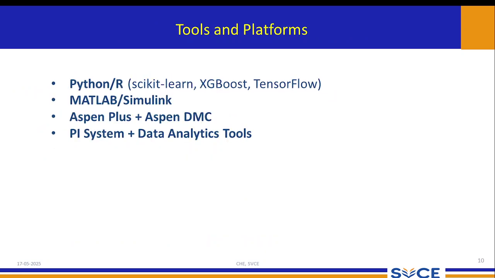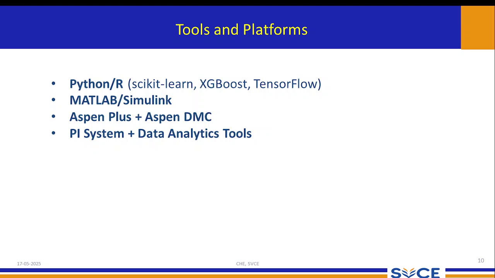I hope you understood which platforms can be used for these model predictive control algorithms, or the software that needs to be used: either MATLAB or Aspen Plus, Aspen DMC, and a PI system and data analytics tools. And coming to Aspen DMC, what is Aspen DMC? Any idea about it? We have studied Aspen Plus and Aspen HYSYS. So what does Aspen DMC mean? I would like to explain Aspen DMC.